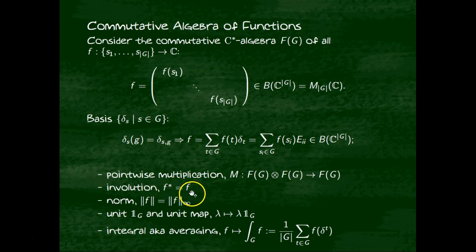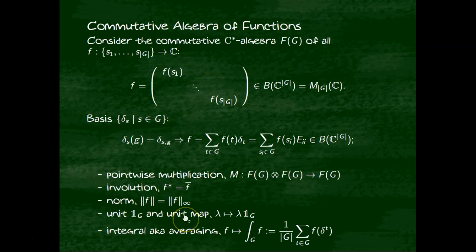The involution is just the conjugate, same as the conjugate transpose here, and of course because it's a diagonal matrix, the transpose doesn't really do anything. The norm is, well, you can take the operator norm of this, which will be the same as the maximum value of the function, kind of the supremum norm. The unit is the function that's equal to 1 on all the elements, which is the same as the identity matrix here.